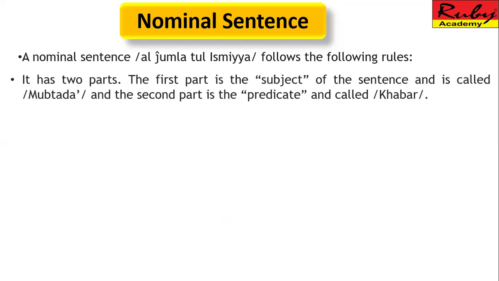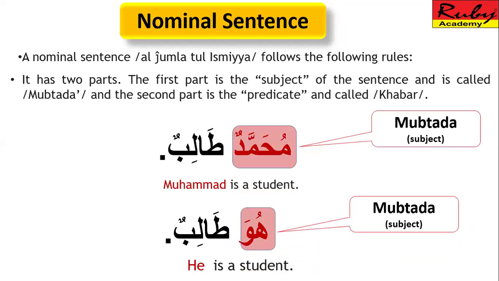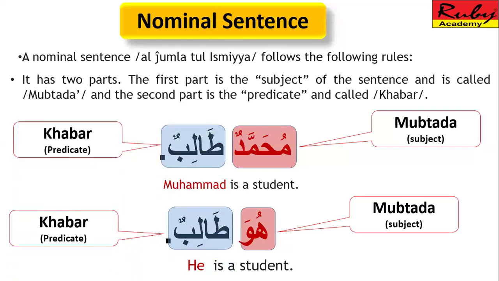Now the second rule. Every nominal sentence has two parts. The first part is the subject, which is called in Arabic mubtada. The second part is the predicate, which is called in Arabic khabar. Example: Muhammadun talibun, huwa talibun. So here Muhammad and huwa are the mubtada, the subject, and talibun is the khabar, the predicate. I hope you are getting it. Yes, ma'am.